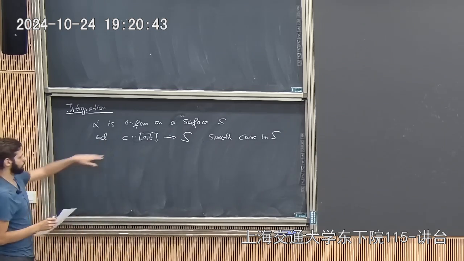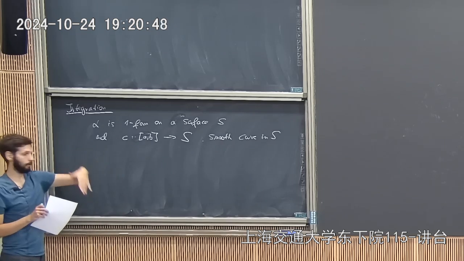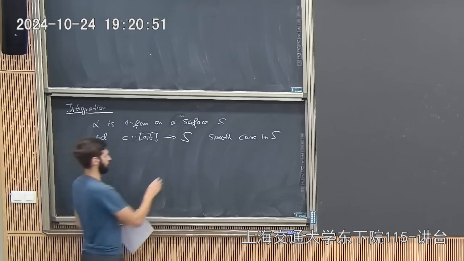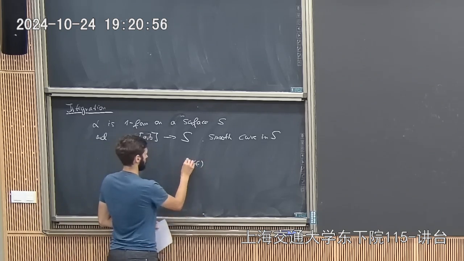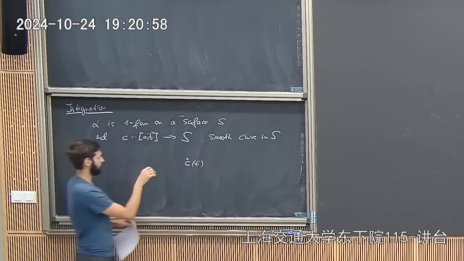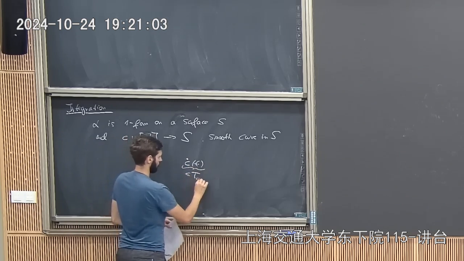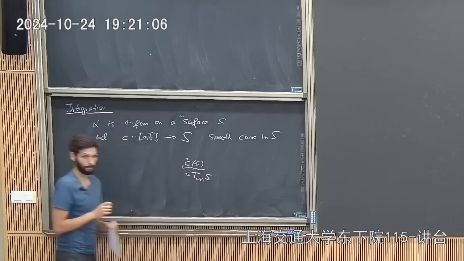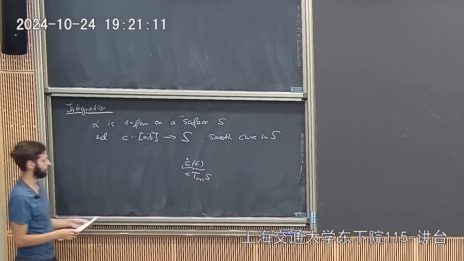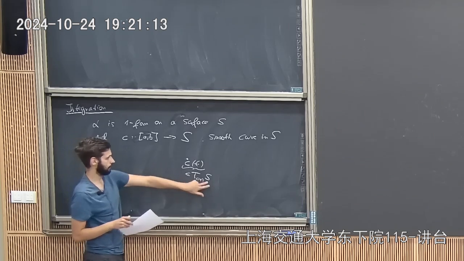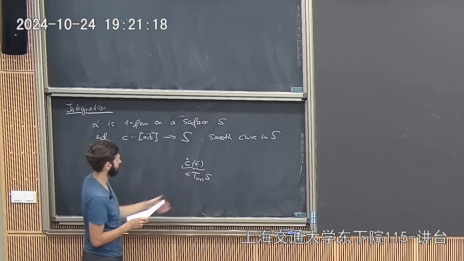So in particular, for every t, we can take the tangent vector, the first derivative of c of t. We can take the derivative in the t direction. This gives us, by definition, an element of the tangent space of S. So you have a curve, you just take the speed of the curve. That gives us a tangent vector at the point of the curve on the surface.